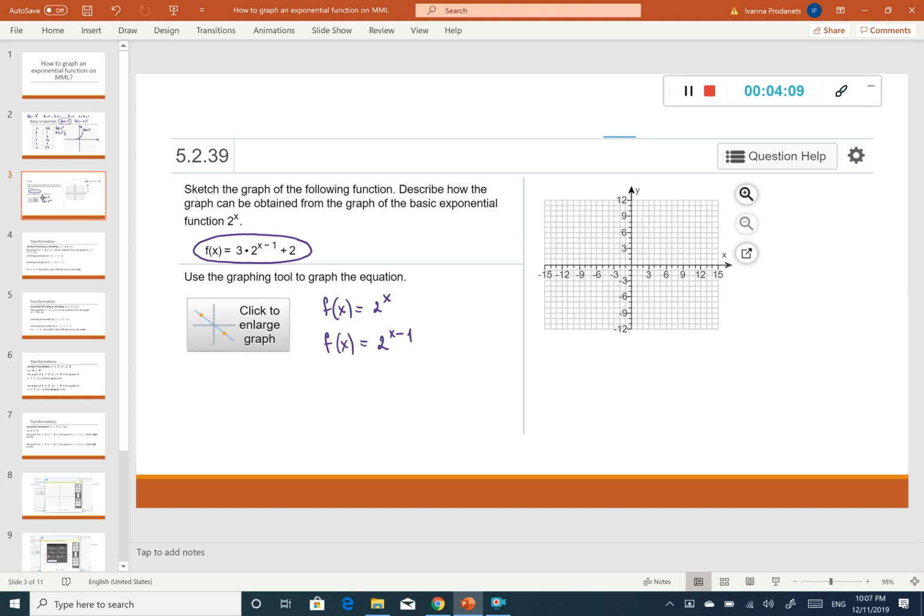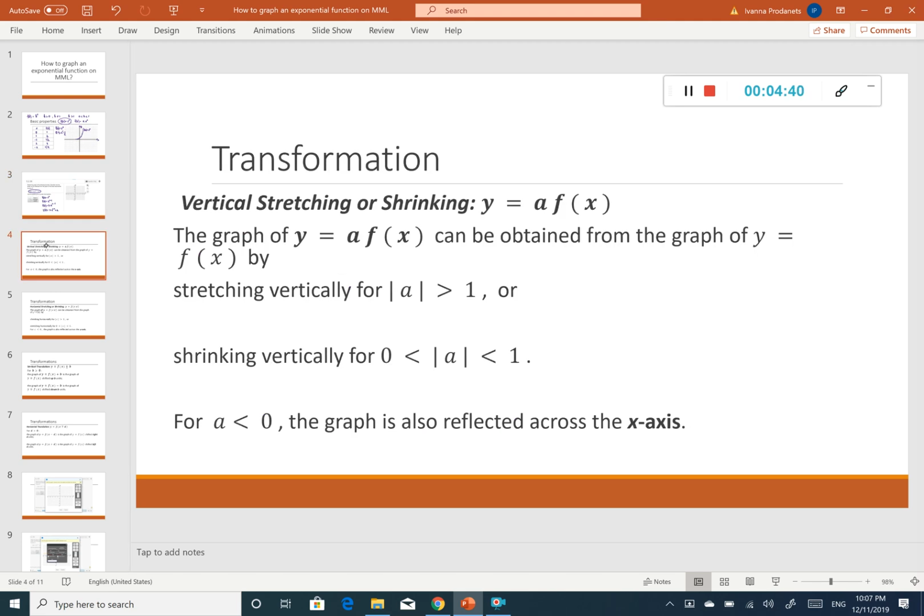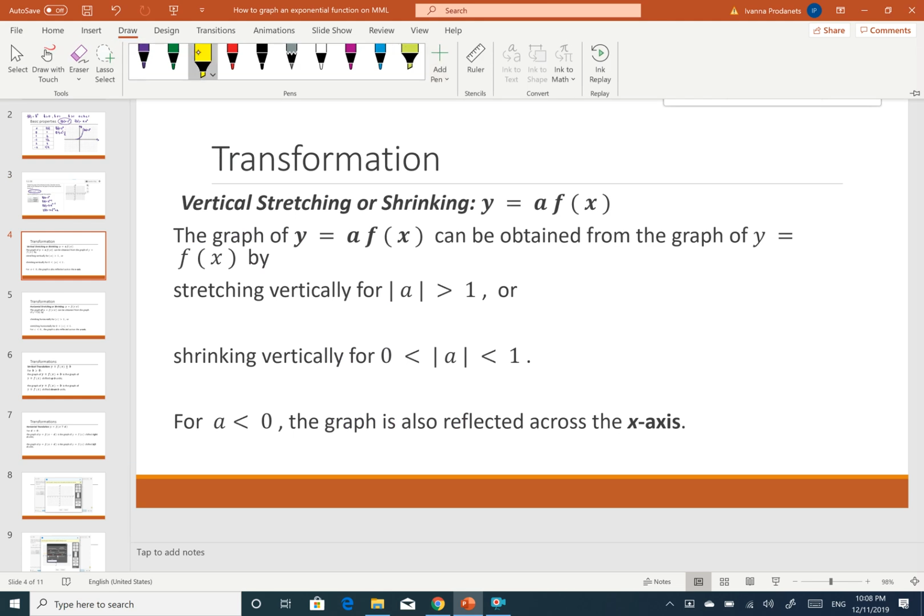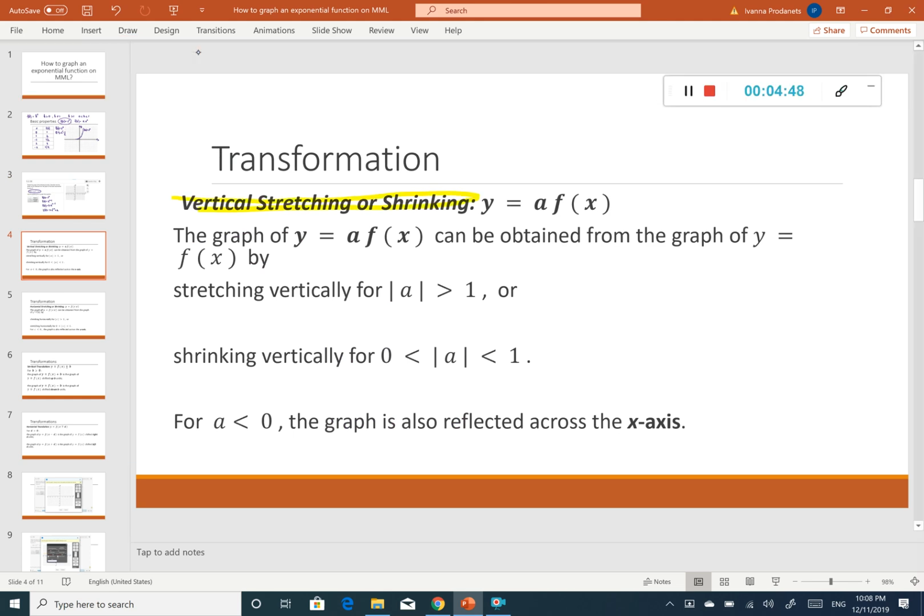And then you have vertical stretching of the function. F of x is equal to 3 times 2 to power x minus 1, and then you do vertical shifting of the function 2 units up, so 3 times 2 to power x minus 1 plus 2. In order to graph this function, you have to know the information about the transformation of the function. This information can be found in chapter 2, so you do have to know about vertical stretching of the function. You have to know this.